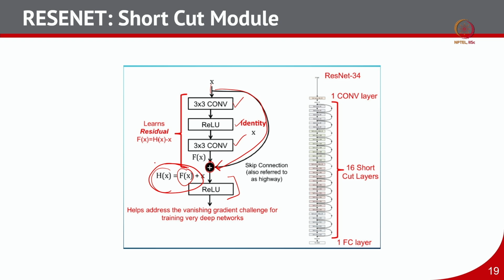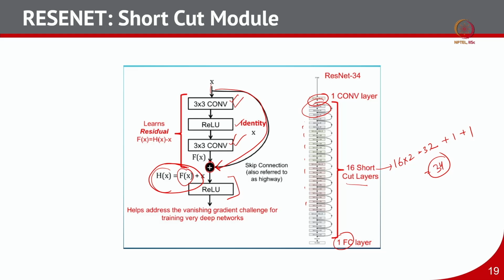And when we have this ResNet 34, you can see that these shortcut modules are repeated, right. There are a total of 16 shortcut layers, and at each shortcut layer there are 2 convolution layers. So 16 multiplied by 2 is 32, and then initially there is one convolution layer, and at the end there is one fully connected layer. So in total there are 34 layers in ResNet 34. That is how it is named.